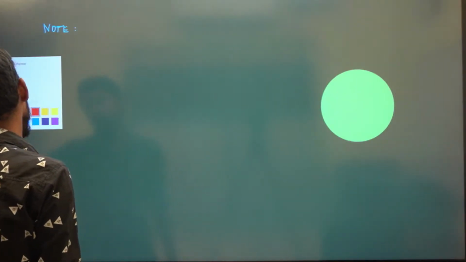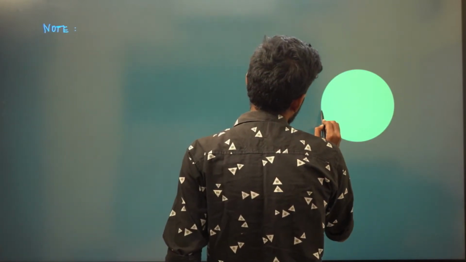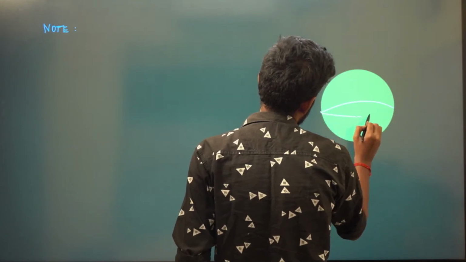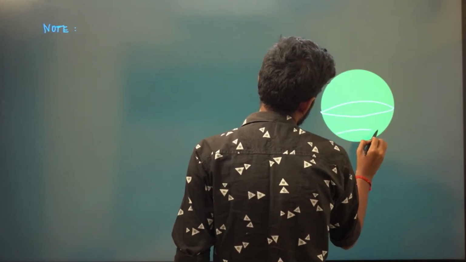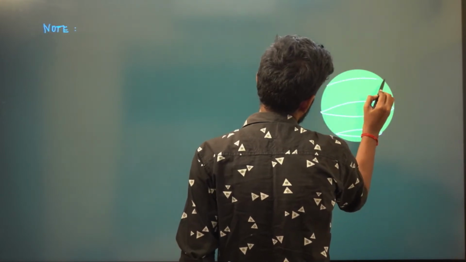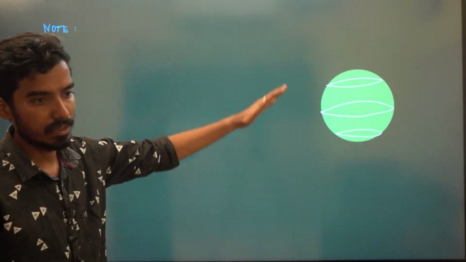See, this is a sphere, right? So inside this we can form many circles, right? These are many circles we can form like this. So among these, a circle with the greatest diameter, that is called a great circle, right?